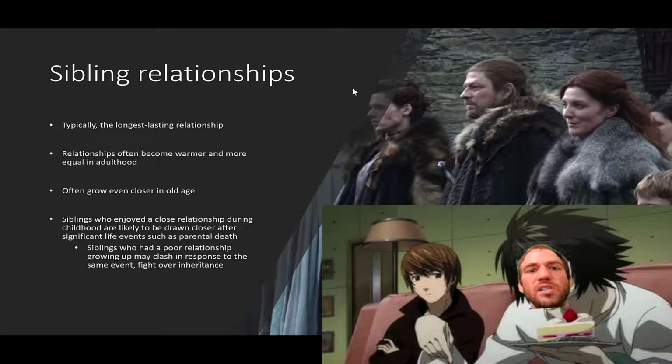Skipping ahead, sibling relationships. Typically the longest lasting relationships, they often become warmer and more equal in adulthood, and they often grow even closer in old age. Siblings who enjoy a close relationship during childhood are likely to be drawn closer after significant life events such as parental death. Siblings who had a poor relationship growing up may clash in response to the same event, fight over inheritance. So in general, siblings grow closer with age, and traumatic events bring them even closer together. However, in sibling relationships that were already rocky, when a traumatic event happens, they are more at risk to clash in response to it, and one example of that is fighting over inheritance.